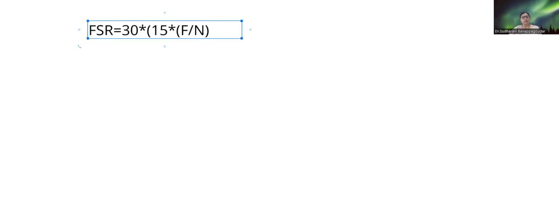Now, let us see the third metric. The third metric is the combined metric for faculty with PhD and experience, that is what we call FQE. That carries a weightage of 20 marks. So here FQE is equal to FQ plus FE.